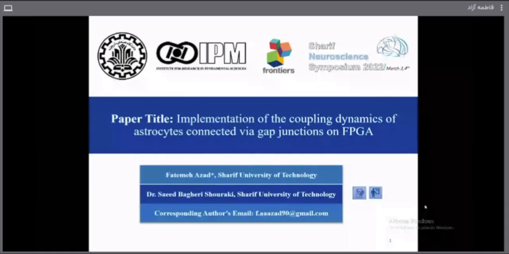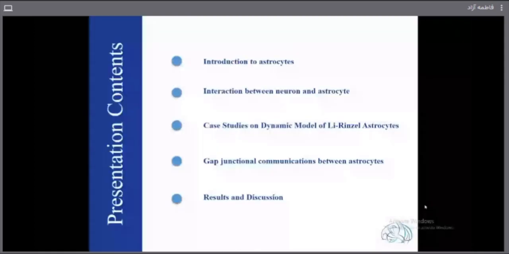This presentation is about hardware implementation of coupling of astrocytes via gap junctions. First of all, I'm going to talk about astrocytes, star-shaped glial cells in the brain and spinal cord. Then I'm going to explain the interaction between neuron and astrocyte, and then I'm going to focus on the dynamic model of Lee and Rinzel astrocytes. In the fourth part, gap junctional communications between astrocytes will be explained, and after all, we will have results and discussion.